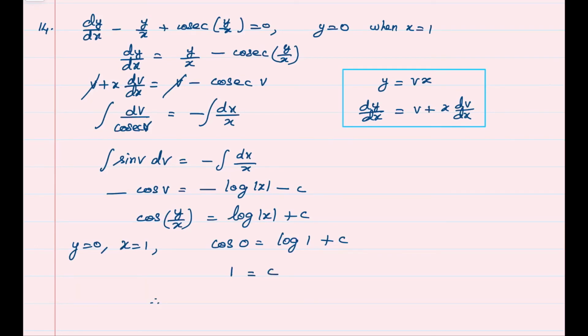The particular solution is cos of y by x equal to log x plus 1. And this 1 can be written as log e to the base e. The right hand side is log x plus log e, which becomes log of xe. Cos of y by x equal to log of xe.